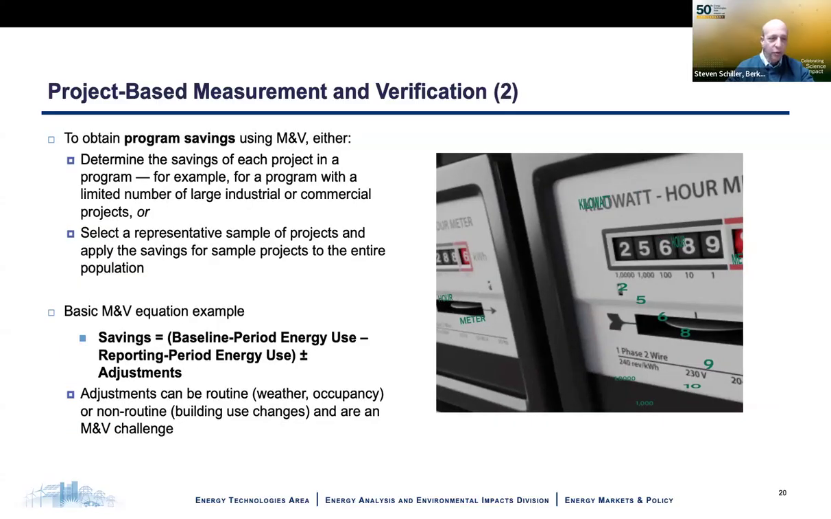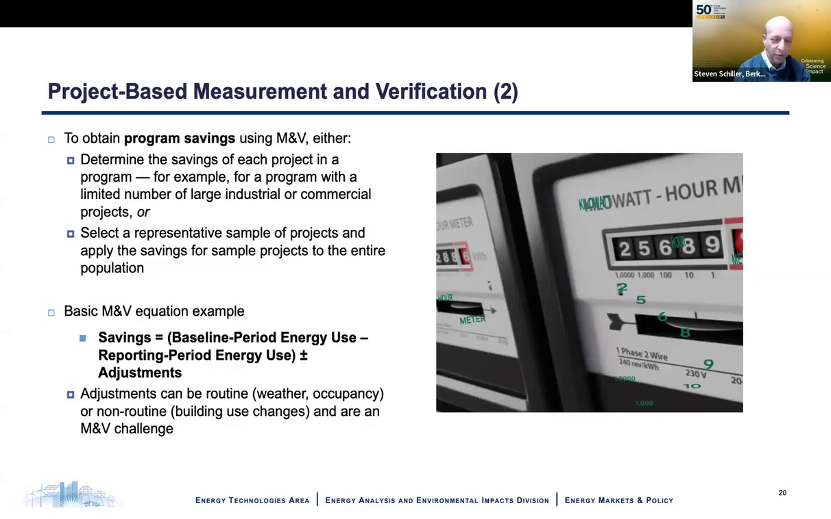So basically with measurement and verification, to come up with the program savings, you're going to look at the savings associated with each individual project in a program, but that's really done just with a limited number, say, of large industrial or commercial projects. Or more commonly, you select a representative sample, say in a residential program that might involve thousands or tens of thousands of individual projects. You select a sample, representative sample, hopefully, and apply those savings for the whole program.